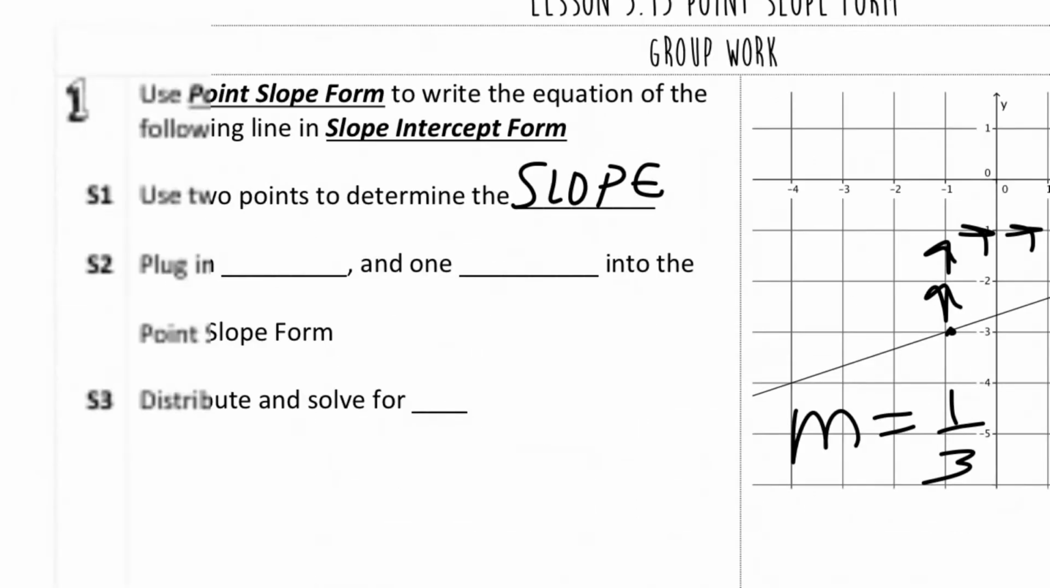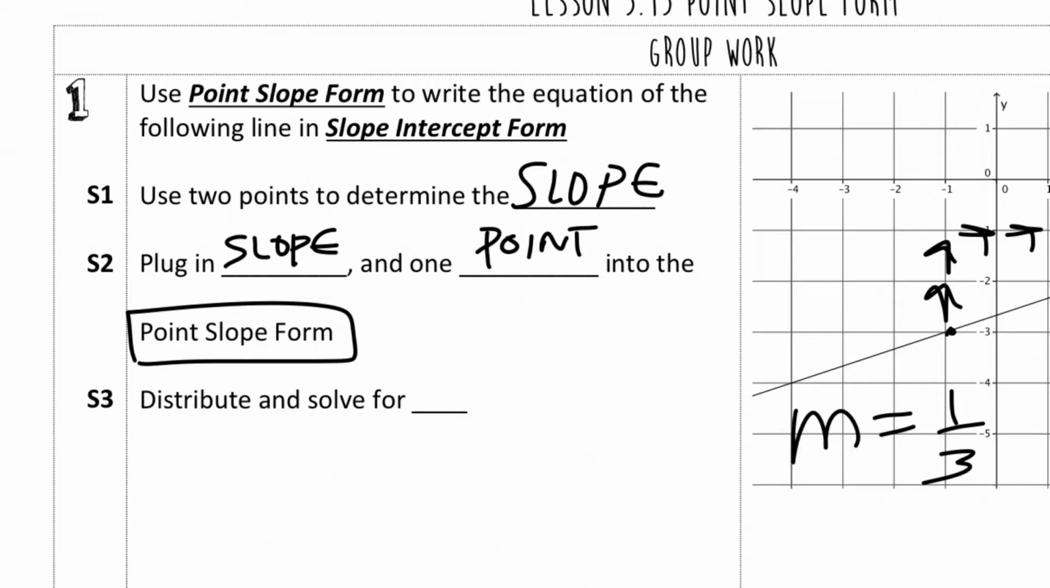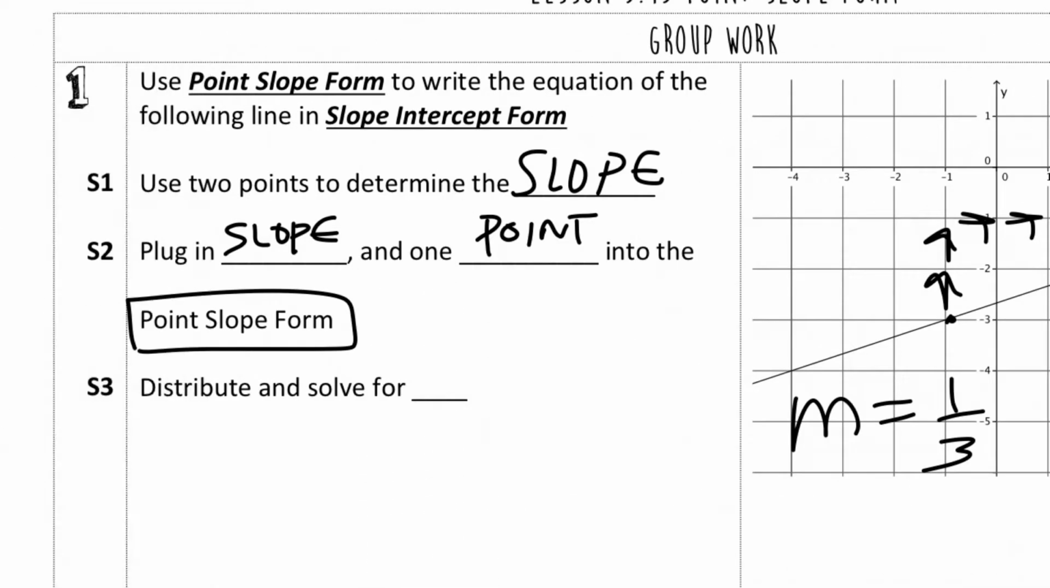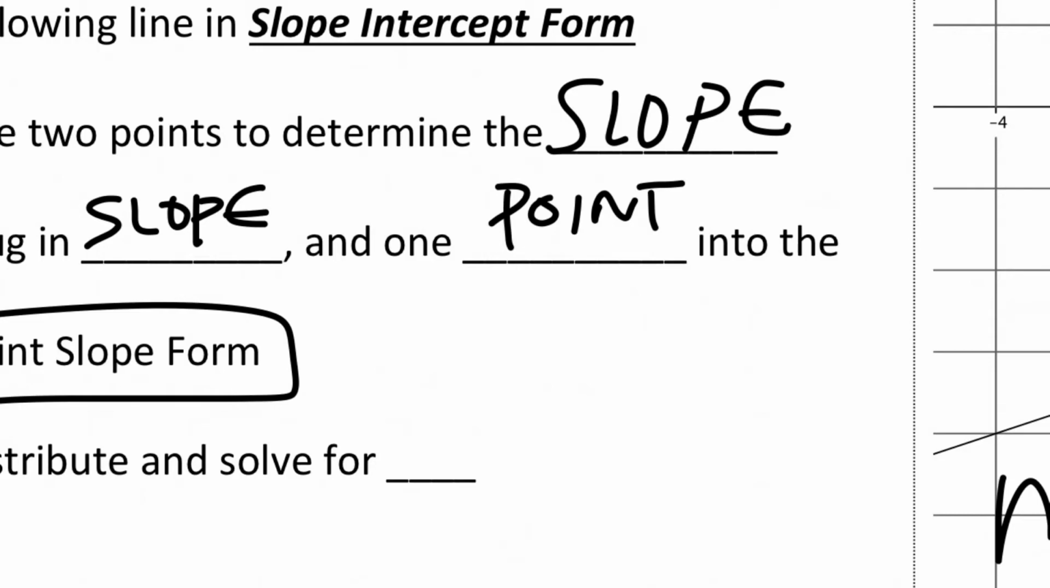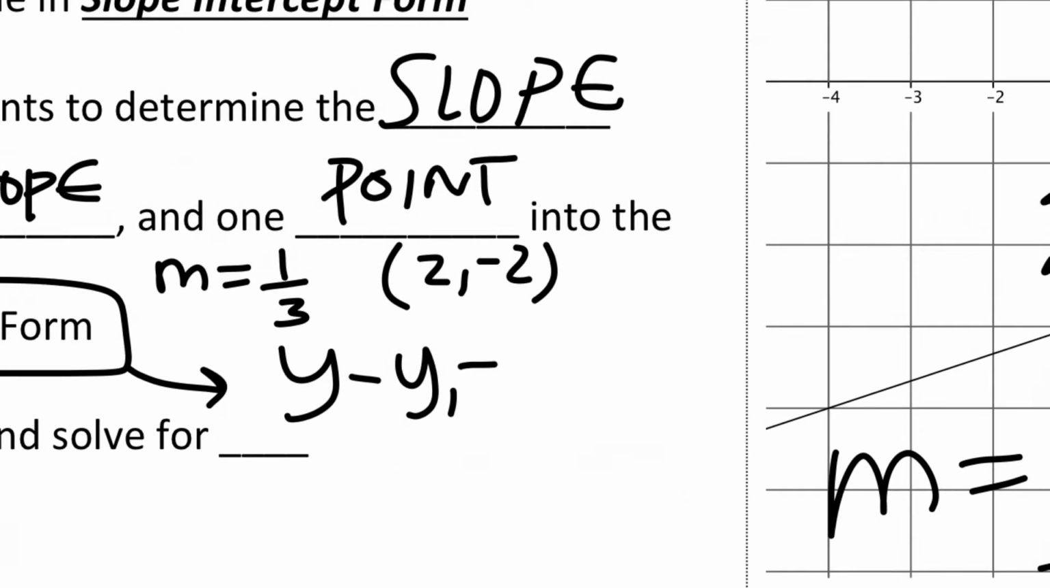Okay, your second step is you need to plug in the slope and 1 point into the point slope form. So I'm going to get you started on this one. First off, the point that we're going to use, just so that we have an easy point, is 2, -2. So in this spot here, the first thing I want you to do is write m equals 1/3. We're using the point 2, -2, and our point slope form is y minus y1 equals m times x minus x1.